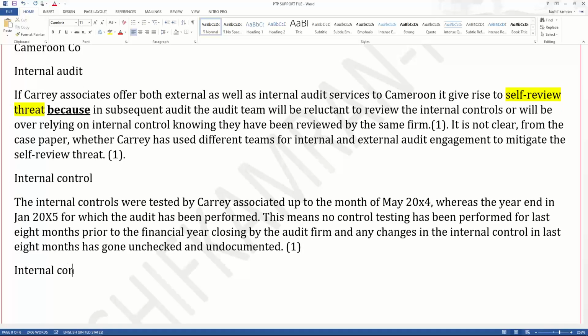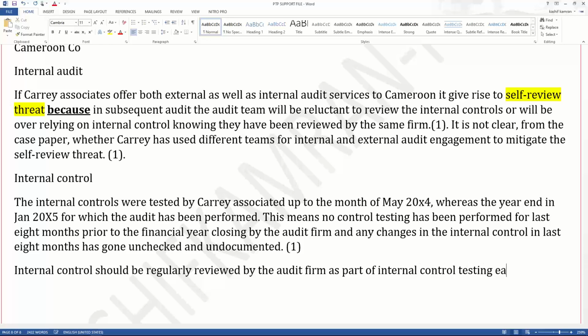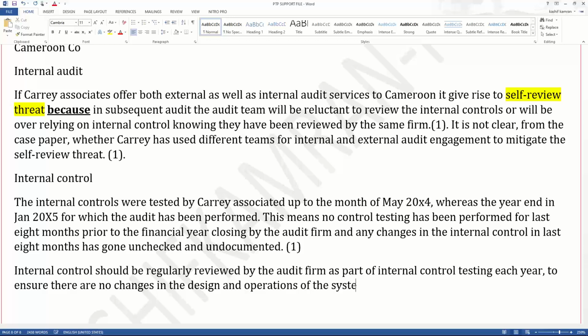The second problem is you are telling the action. Internal controls should be regularly reviewed by the audit firm as part of internal control testing each year, at least each year, to ensure there are no changes in the design and operations of the system. So you cannot skip performing internal control testing each year.